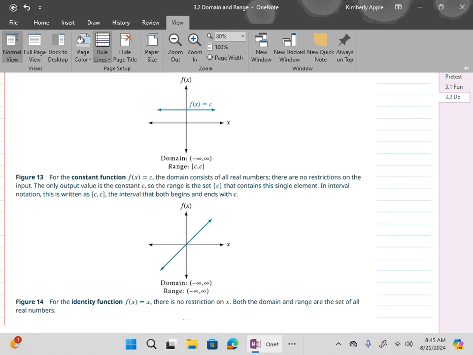So it's negative infinity to infinity. Can y'all see this or you need me to say it more? Good. The range, the vertical component of the graph, is only one number, whatever C is. So if this is y equals 2, this would be the closed bracket 2, comma 2, closed bracket. This 2 is the only thing that exists on the vertical axis.